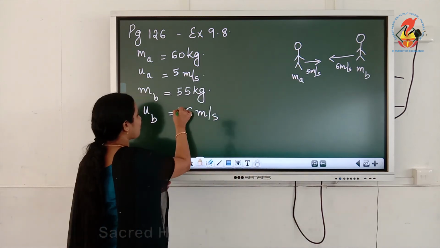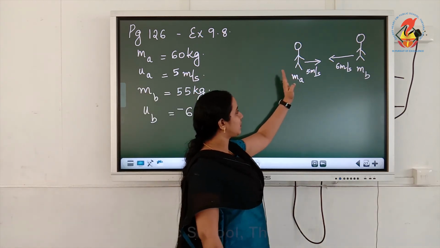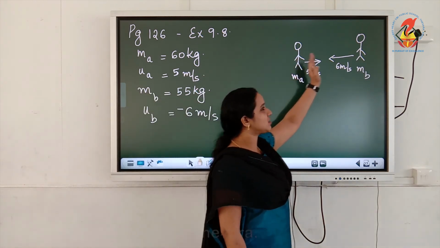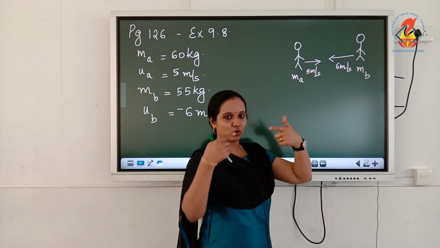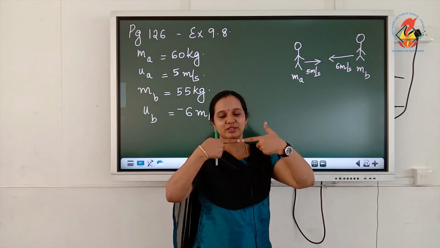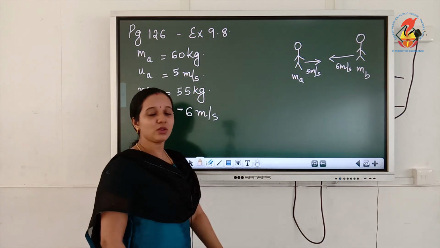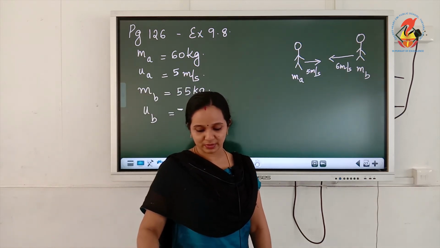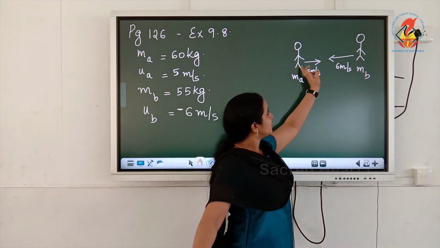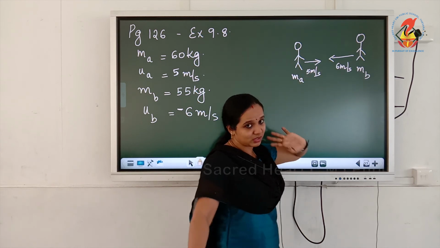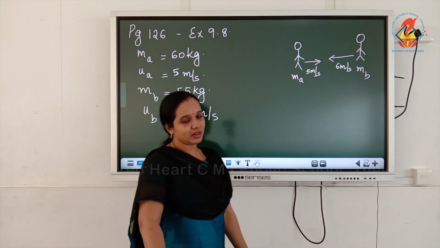To show the opposite motion, we should put a negative sign in the velocity, because if the first player is moving towards the right side, the second player is moving towards the left. Both have opposite direction motion. To show that opposite direction, we put a negative sign in one of the velocities. So since the second player is moving towards the first player, the directions of velocity are opposite. To show that opposite velocity direction, we put a negative sign.